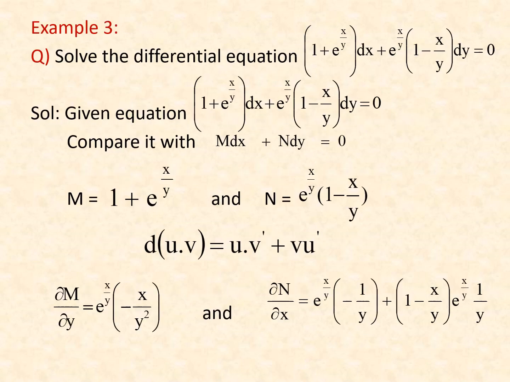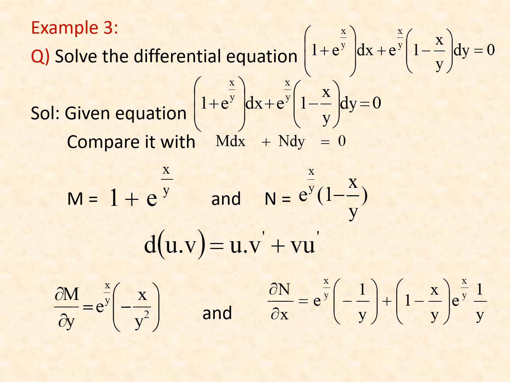Let us solve example 3. The given question is: solve the differential equation (1 + e to the power of x by y) dx + e to the power of x by y (1 - x by y) dy = 0. Solution: first write down the given equation. That is (1 + e to the power of x by y) dx + e to the power of x by y (1 - x by y) dy = 0.